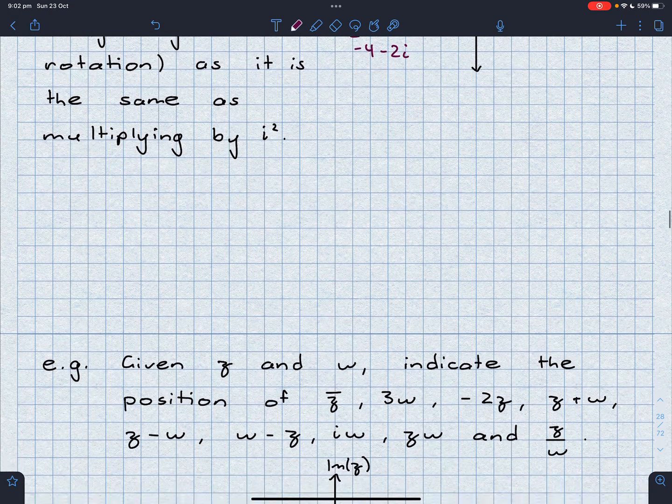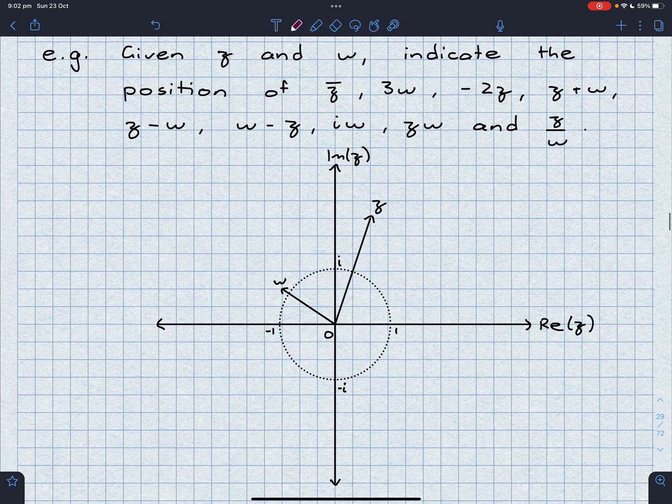Okay, let's do one example just to bring this all together. So, given z and w, two complex numbers which are given here on my Argand diagram, indicate the position of the conjugate of z, 3 times w, negative 2 times z, z plus w, z minus w, w minus z, iz, z times w, and z divided by w. So we're basically going to put all the things we just learnt on one Argand diagram.